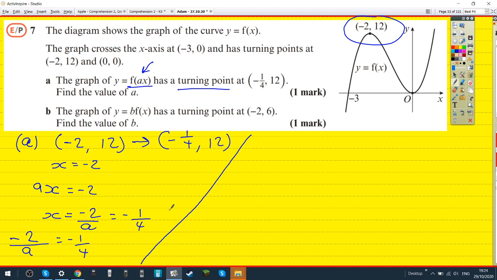Because I recognise that minus 2 to minus 1 is just divided by 2, so would you multiply 4 by 2? Yep, which gives you 8. So it'd be minus 2 over 8. Yeah, so a is 8. And b. So for this question, for b, are we still using minus 2, 12 as the original turning point? Yep. Okay.